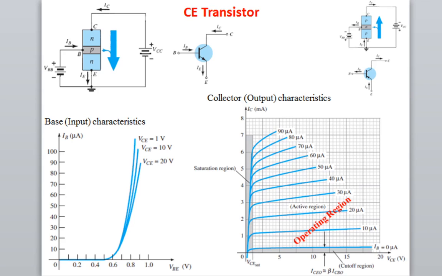Okay, so common emitter transistor configuration characteristics. Let us try to understand common emitter transistor first. As I discussed, between input and output your emitter will be common.